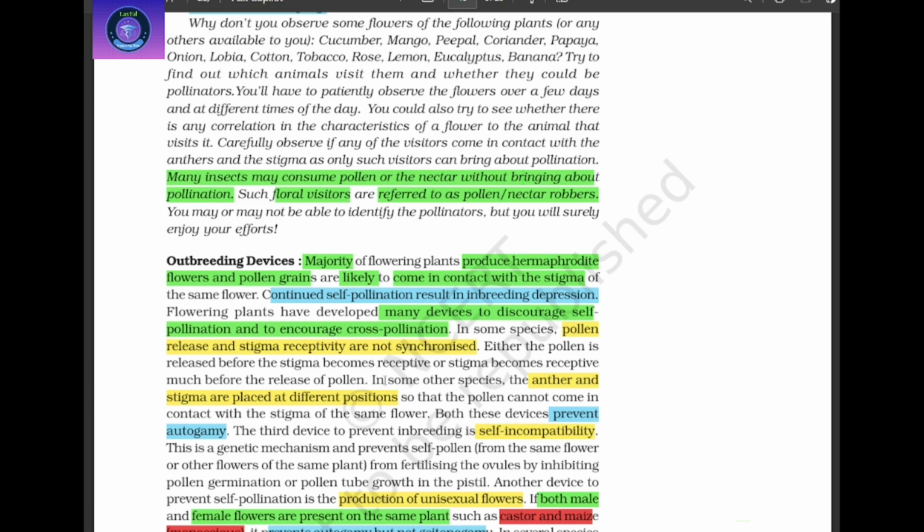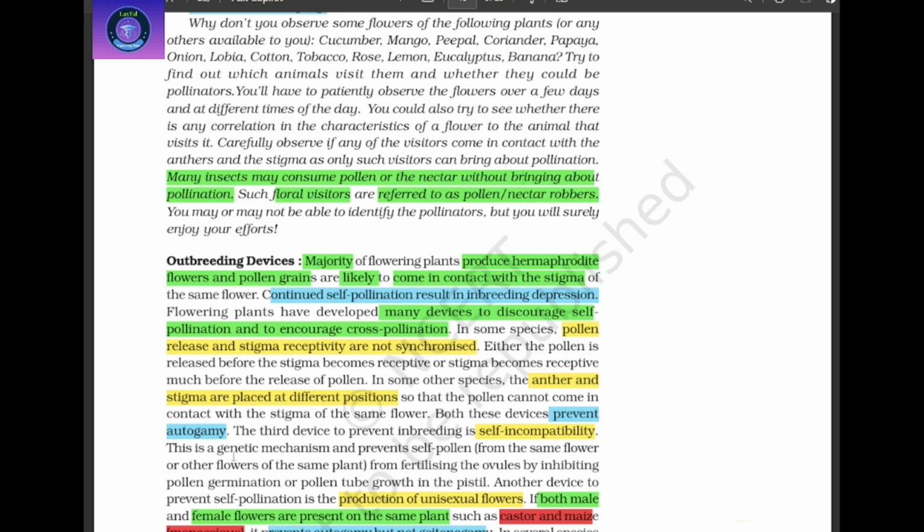In some other species, the anther and stigma are placed at different positions. I will be teaching you the concept of emasculation, bagging, etc. in artificial hybridization, but that is a completely different topic. Look, the anther and stigma are separated from each other, so that pollen cannot come in contact with the stigma of the same flower. Clear? Both these devices prevent autogamy.